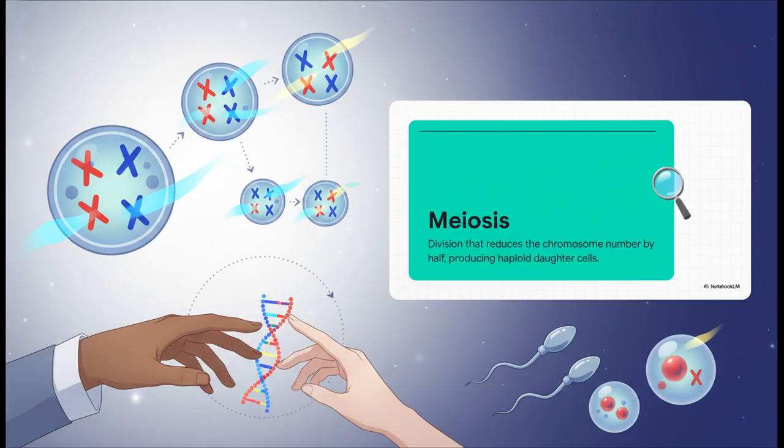Think about it. If two specialized gamete cells, like a sperm and an egg, are going to fuse together, they each need to carry only half a set of genetic instructions. Otherwise, the resulting offspring would have double the normal amount of DNA, and that just wouldn't work. Meiosis cleverly solves this by going through one round of DNA replication, but two distinct rounds of cell division.